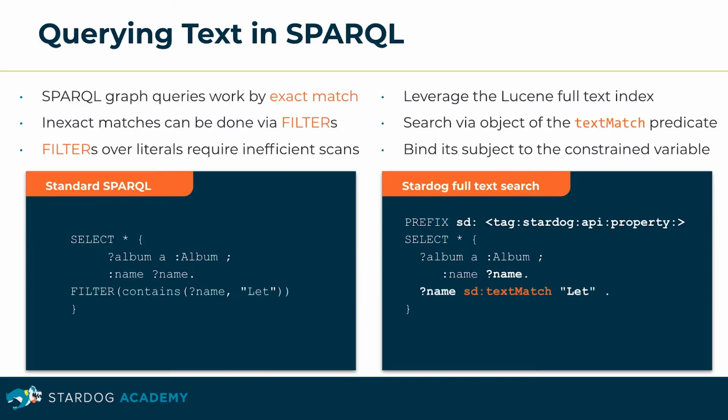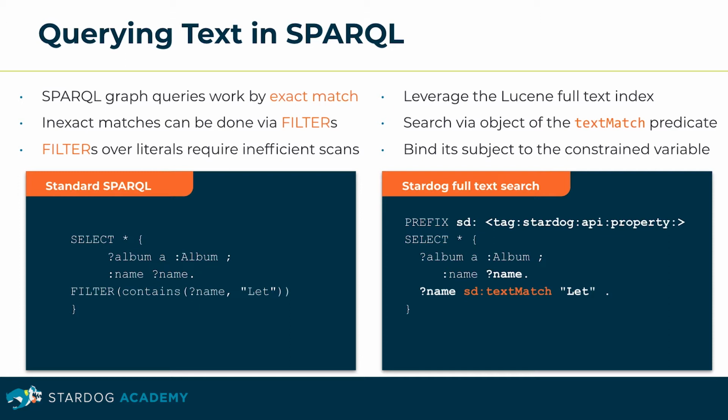SPARQL graph queries require simple literals, that is, strings without a data type IRI or language tag, to be identical in order to match. Inexact matches involving any kind of normalization or comparison logic are expressed via a filter clause and corresponding functions such as contains or regex. String literals are treated as opaque content, so the filter condition has to be applied to all values selected by the graph pattern and are inherently inefficient.